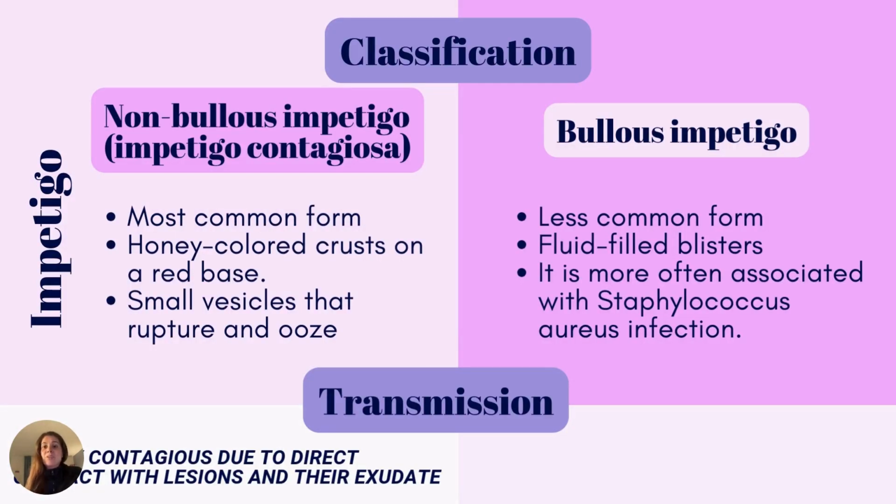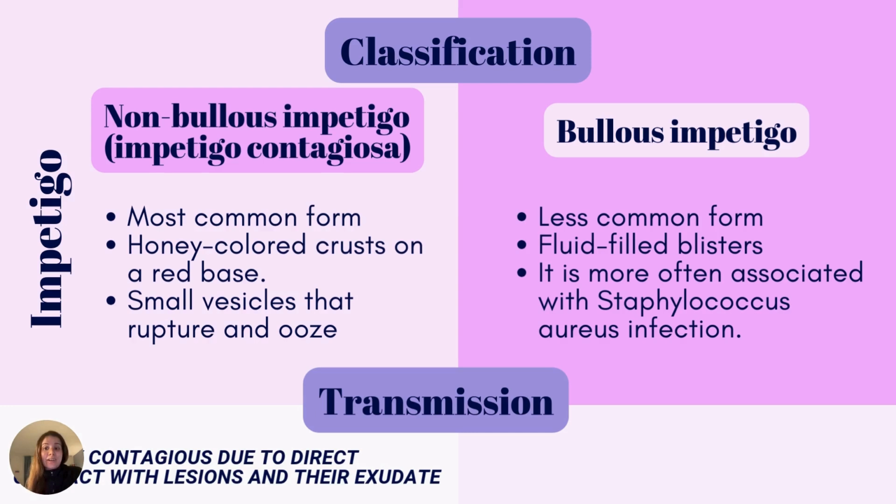Impetigo is classified into two main types based on its clinical presentation. One, the non-bullous impetigo, also known as Impetigo contagiosa, and second, bullous impetigo. Now let's just focus a little bit on non-bullous impetigo. This is the most common form, representing about 70% of all the cases, and it is what comes into our minds when we think about this pathology.